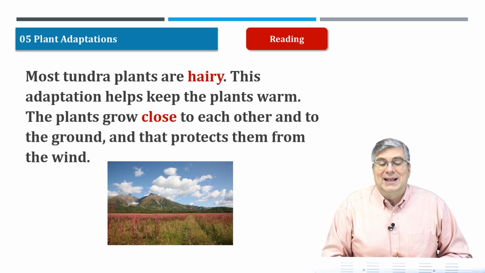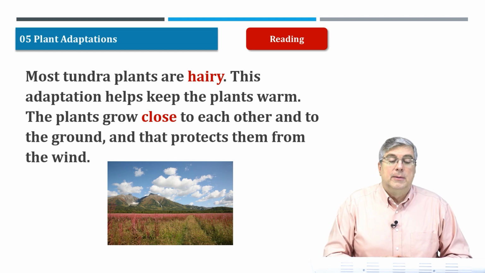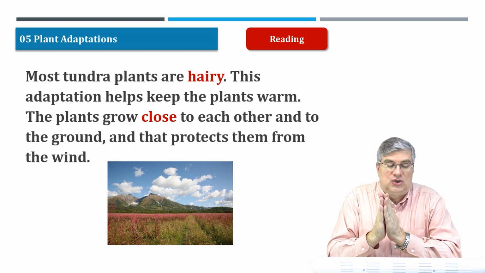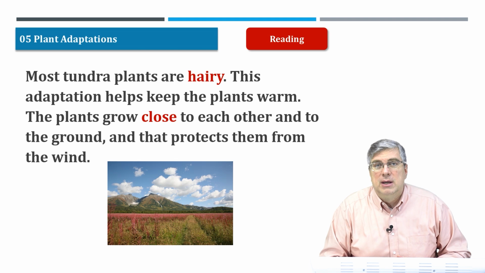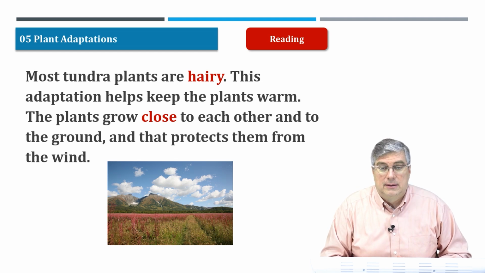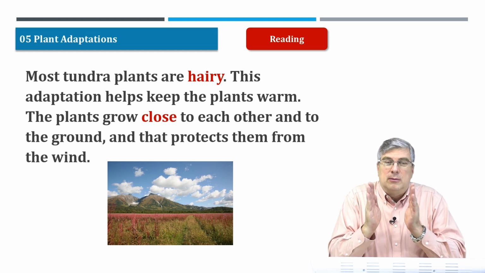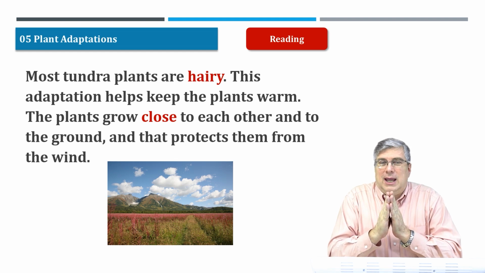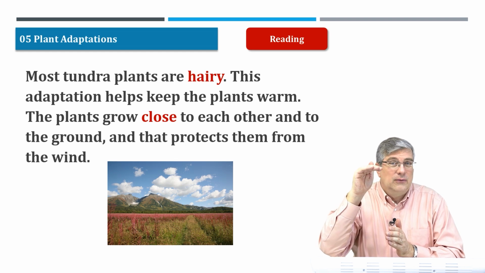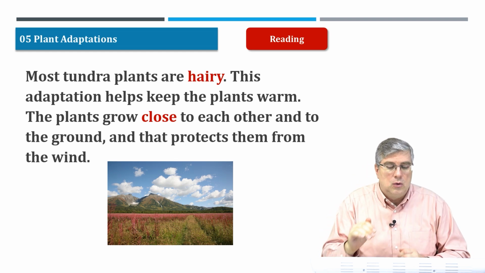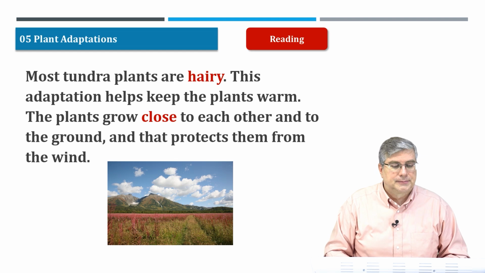Most tundra plants are hairy. This adaptation helps keep the plants warm. The plants grow close to each other and to the ground, and that protects them from the wind. Right? So in a very cold area, plants will be very close together and they're warm, so they help keep each other warm. And they don't grow tall. You don't find many trees in the tundra. They're low plants.